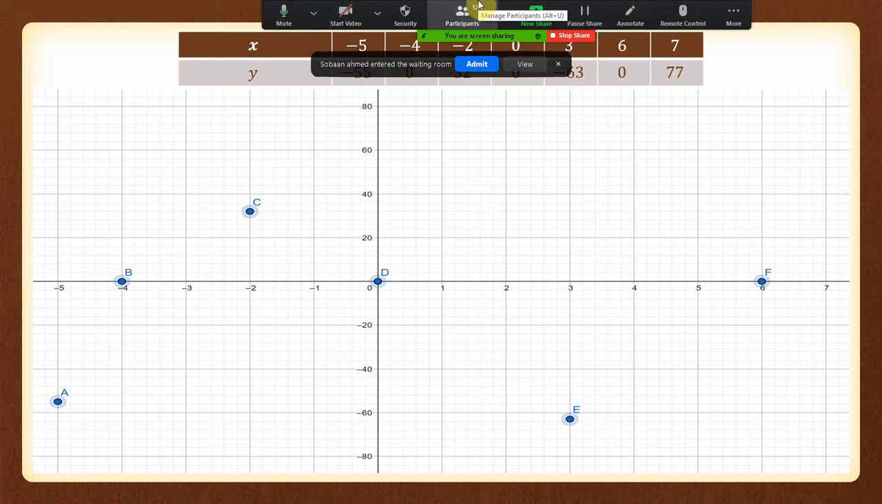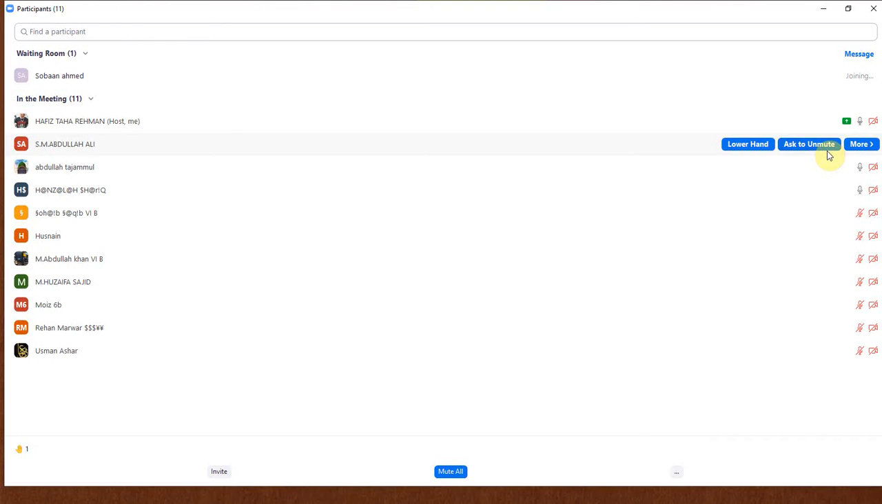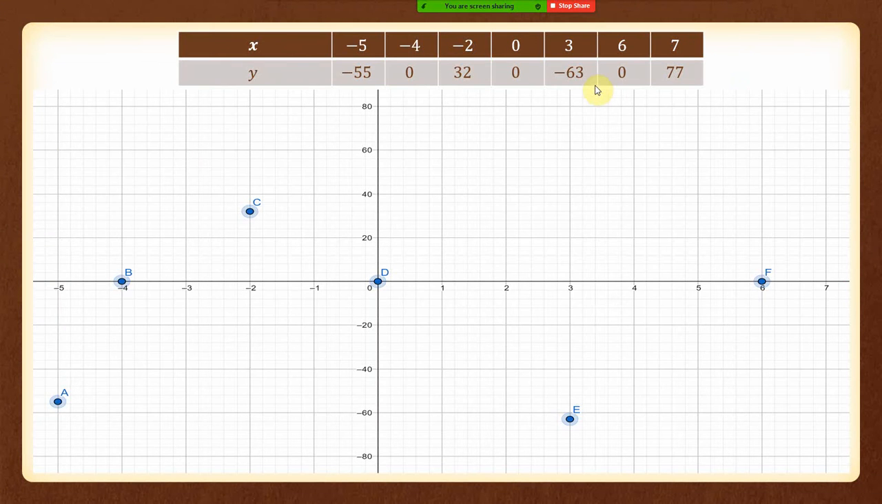The last one, who is going to volunteer? Rehan, unmute yourself. No, Anjala, you have already done it. Rehan, you have to plot the last value, that is 7 comma 7. You have to plot 7 comma 7.